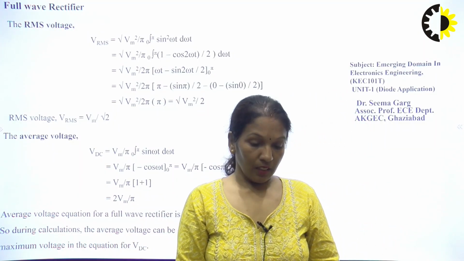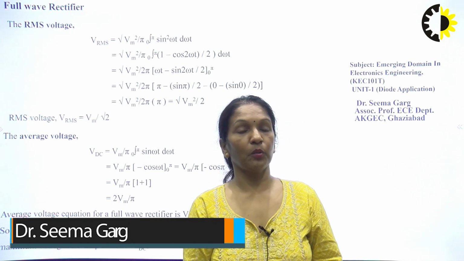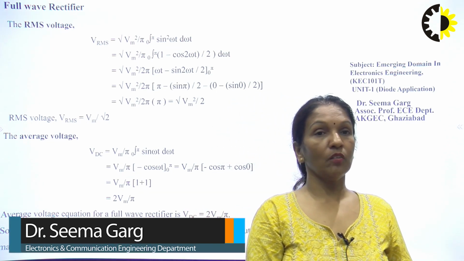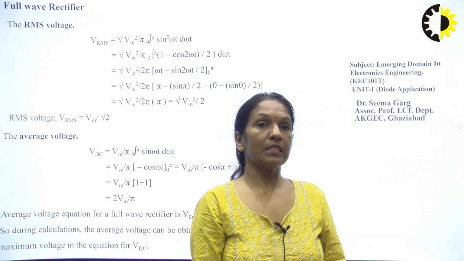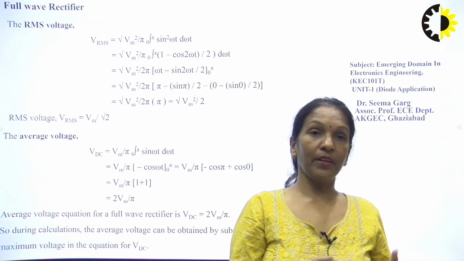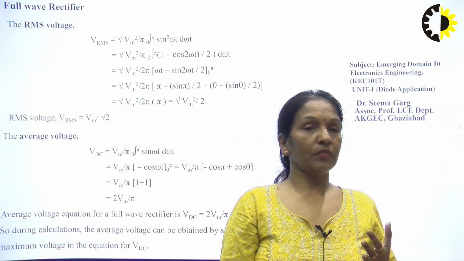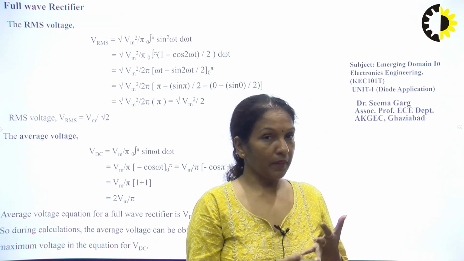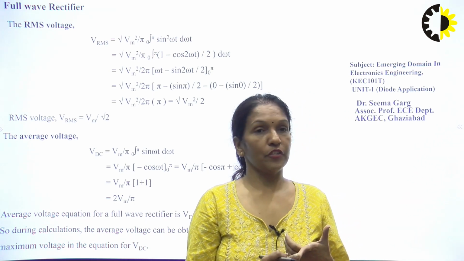So Jai Hind, students. In the last lecture we discussed the working of the half wave rectifier and the working of the center tapped full wave rectifier. Also we discussed the parameters of the half wave rectifier, where we calculated the DC value of the output waveform, that is the average value, the root mean square value, the ripple factor, and the efficiency.